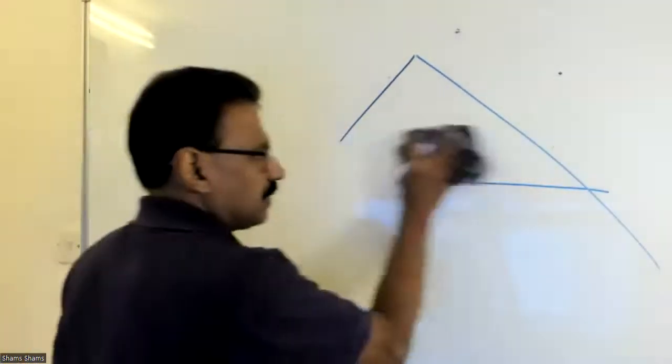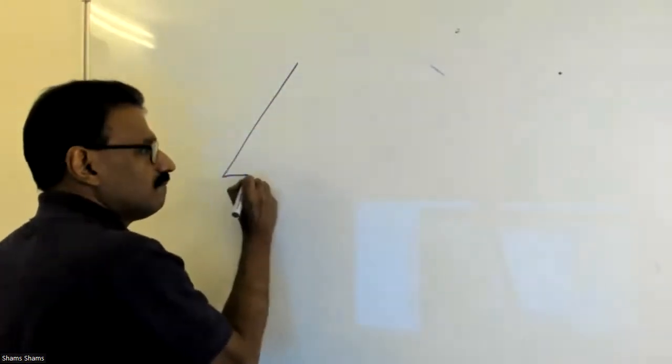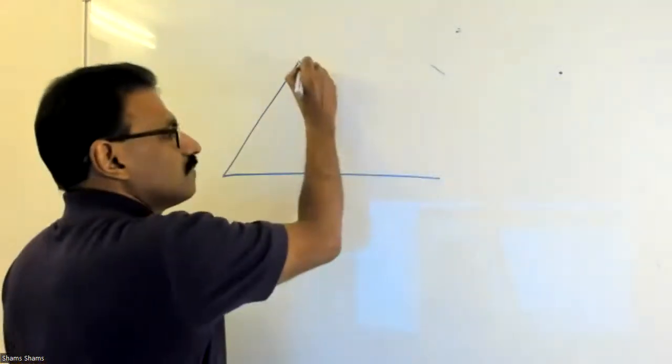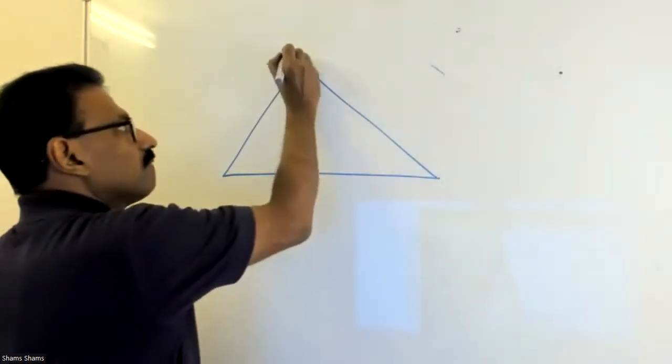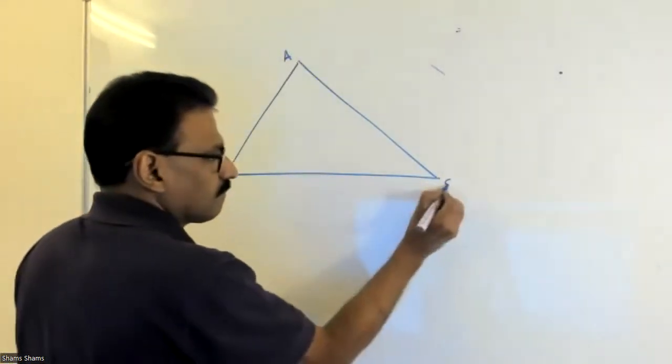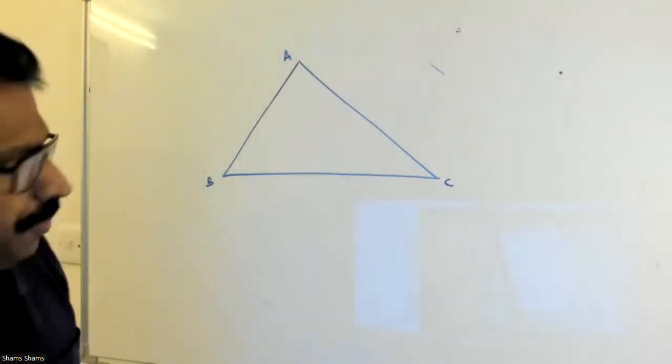Oh, no. It doesn't fit here. A, B, C. In triangle ABC, D is the midpoint of BC.